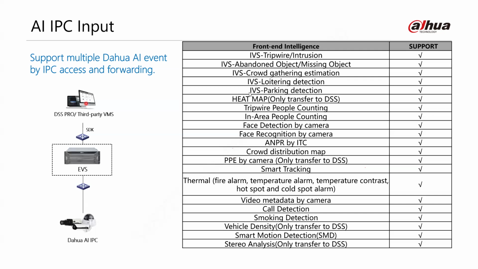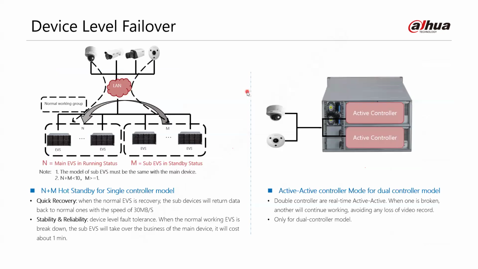Okay. So for the device level failovers, this is what makes this EVS more marketable and more sustainable within our markets. You can see from this image, we have multiple front-end devices, different models of cameras, for example, the fisheyes, the box cameras, the bullets, and the dome cameras. In this case, all these are connected through this EVS via the LAN.